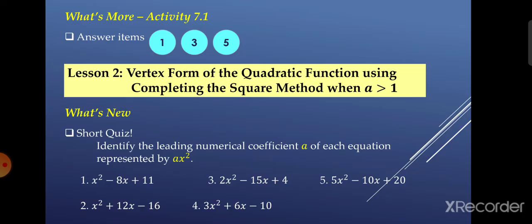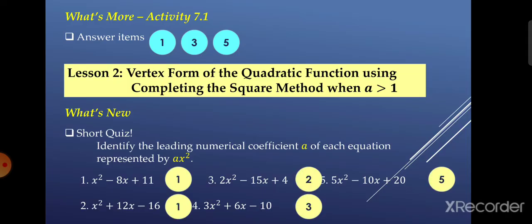So the answers. In number 1, it is x squared, so the imaginary 1 is the value of a. In number 2, x squared again, imaginary 1. Number 3, 2x squared, so obviously a is 2. Number 4, a is positive 3, 3x squared, so a is 3. Then number 5, 5x squared. Therefore the value of a is 5. So that's easy. How useful is identifying the value of a?